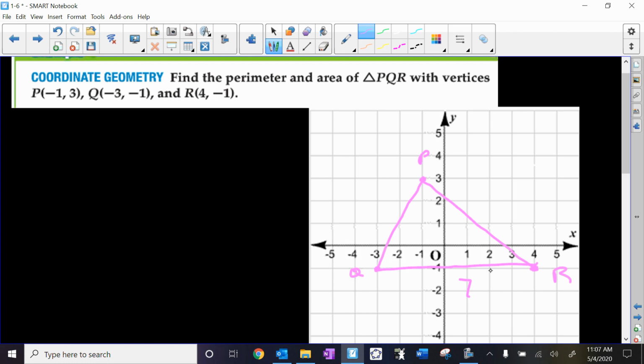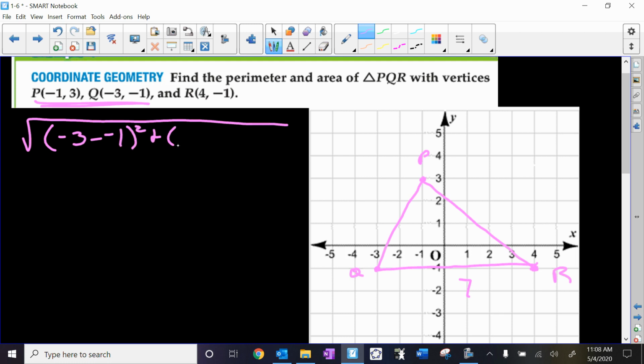We're going to have to use the distance formula. So I'm going to do one distance formula with you, and then I will tell you what the other one is, because you would do the same thing just with two different points. So let's find the distance of P and Q. Remember, that's your big square root. And take x2, which is -3, minus -1, that's your x1, plus -1 minus 3.